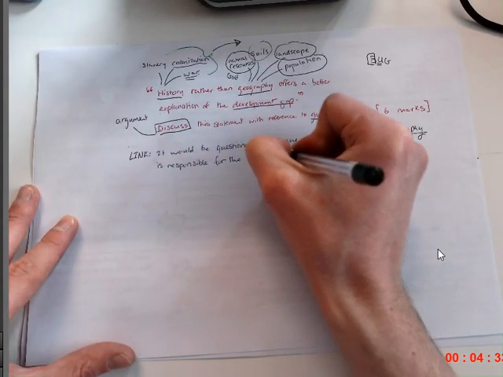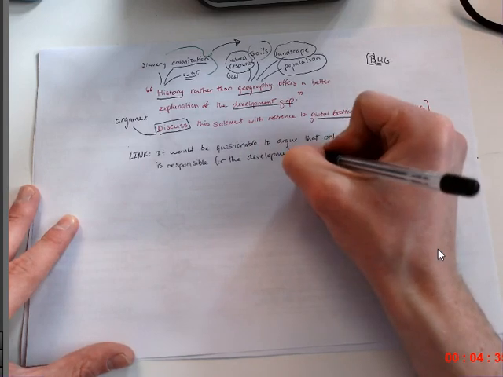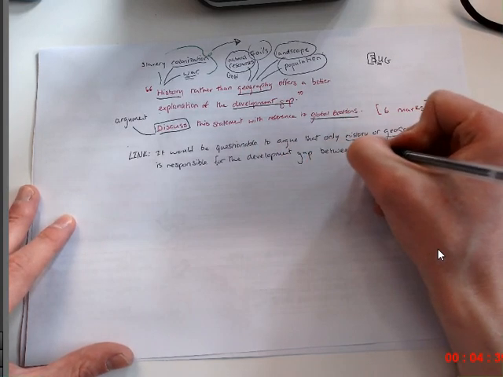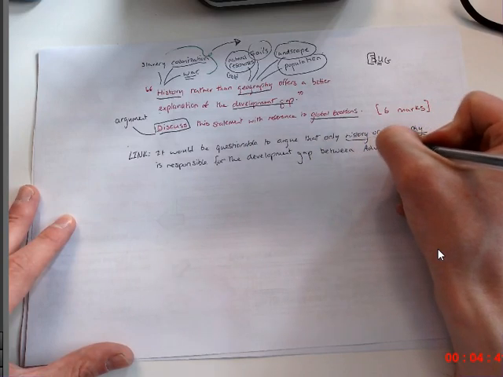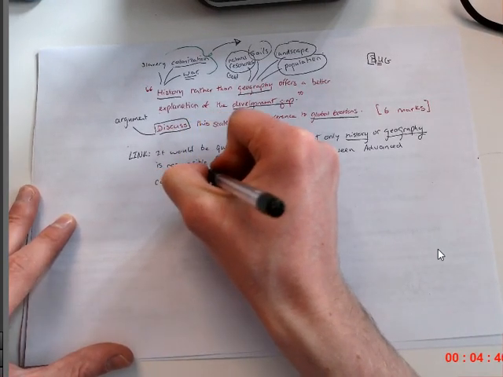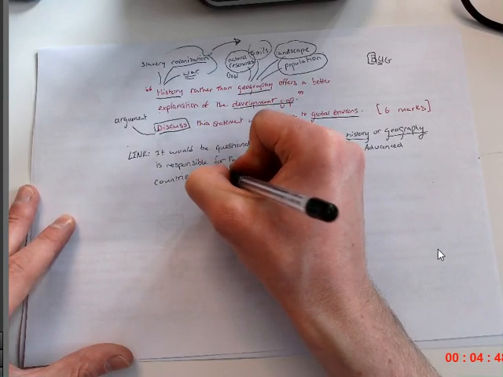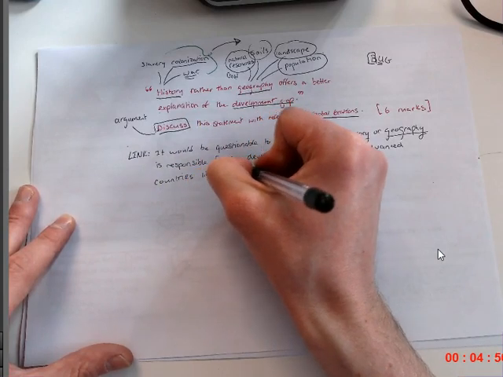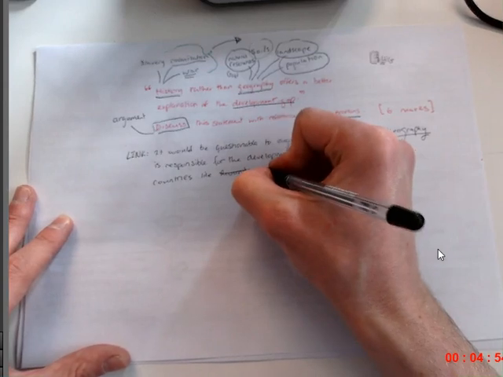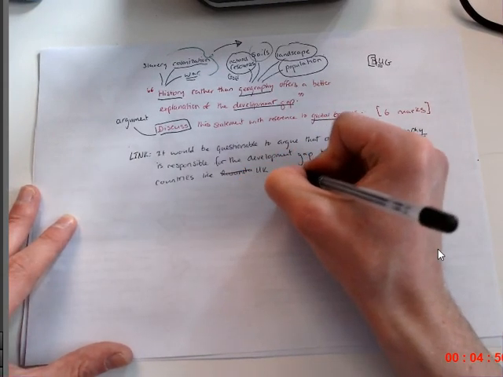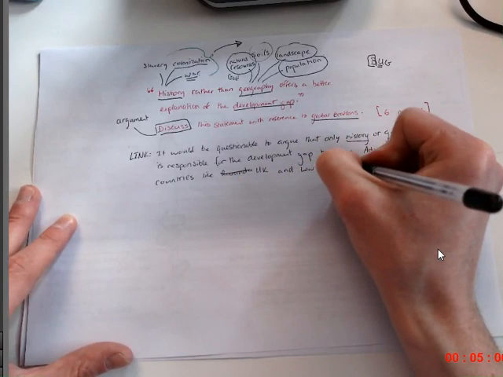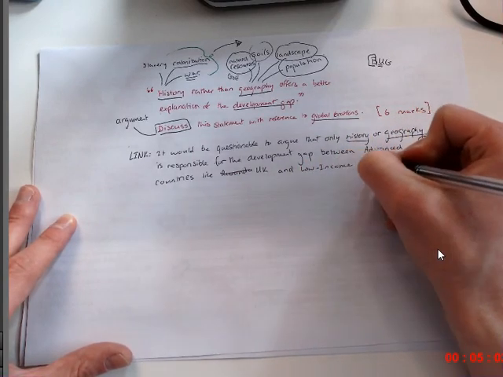And we're going to highlight here, with some of our knowledge, that the development gap is between advanced countries like the UK, and low income and developing countries like Rwanda.